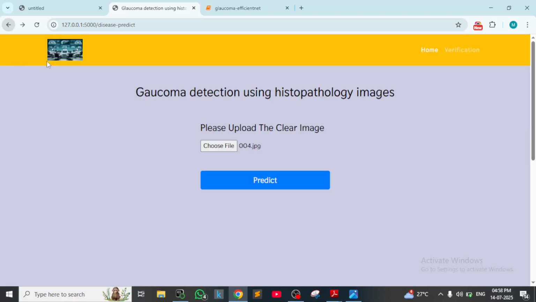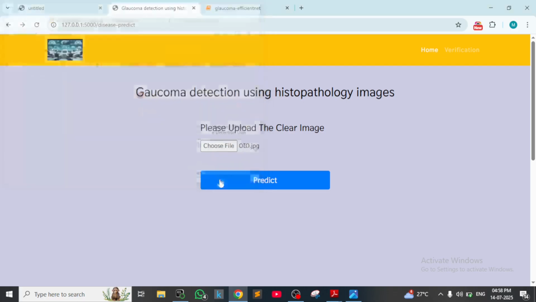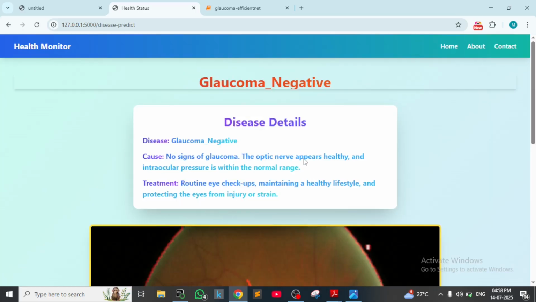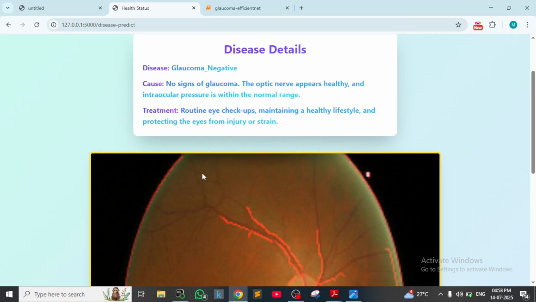Now find out another one. Choose the file. Second one. Okay. Predict. See, this is glaucoma negative. It means the eye is free from glaucoma disease. Disease detail: glaucoma negative, no sign of glaucoma. The optic nerves appear healthy and intraocular pressure is within the normal range. And treatment for this: routine eye checkups, maintain a healthy lifestyle, and protect the eye from injury or strain.